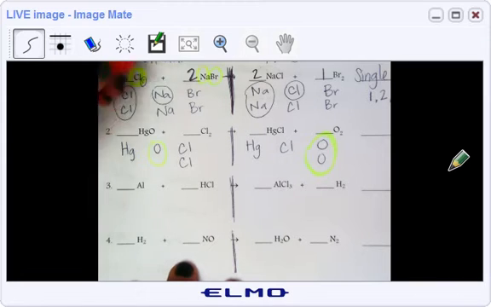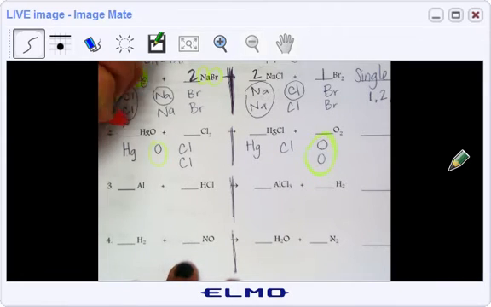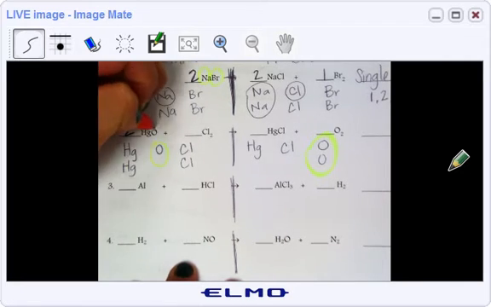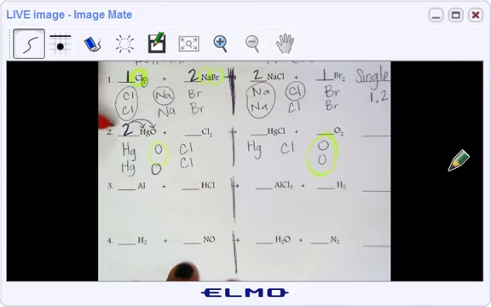So we are going to start with putting a coefficient of 2. By putting this 2 here, I now have 2 Hgs and 2 oxygens. Please remember that if it's a coefficient in front of a compound, it applies to all the atoms. That's why the 2 goes for the Hg and the 2 goes for the O as well. It's not just for the Hg, it goes all the way through. So now I have 2 Hgs, 2 Os, 2 Cls.